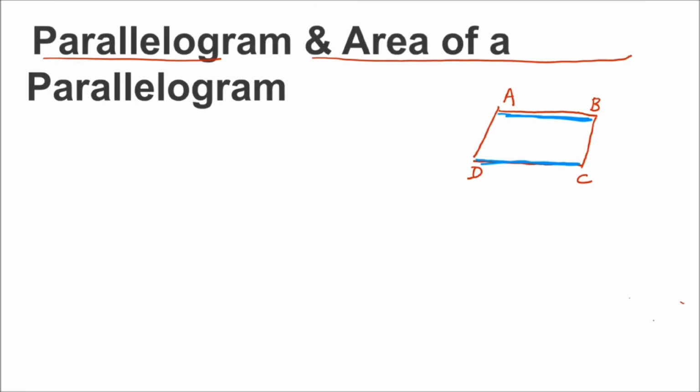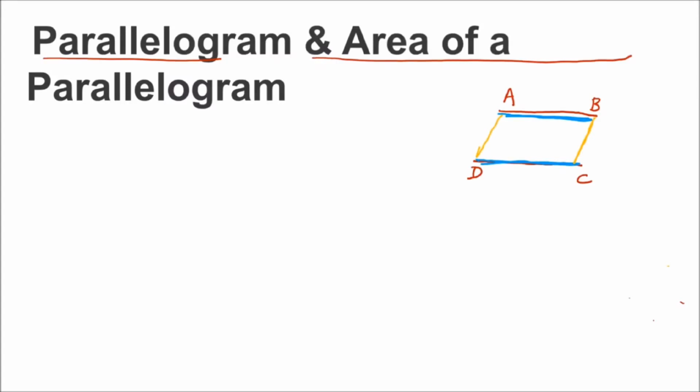are also parallel, that is side AD and side BC, they are also parallel to each other. So both pairs of opposite sides of this quadrilateral are parallel, hence it is called a parallelogram. Now we are going to see the formula for area of a parallelogram.